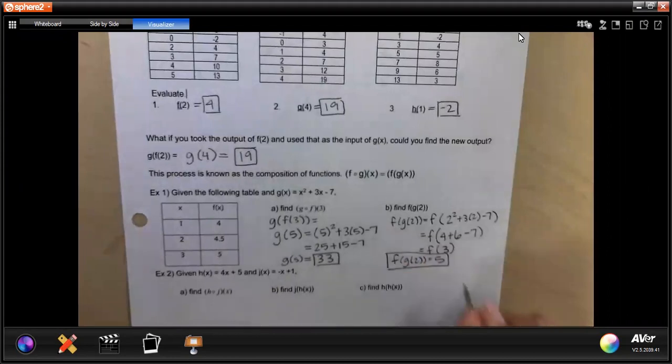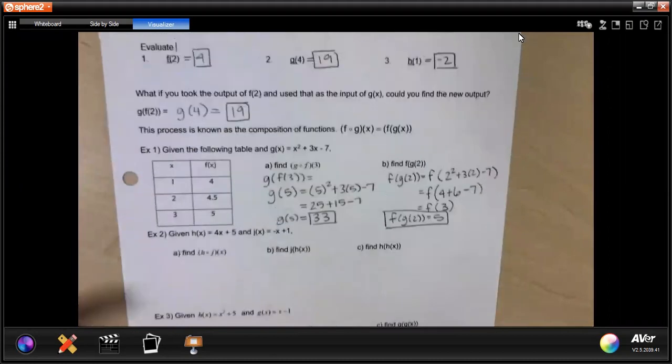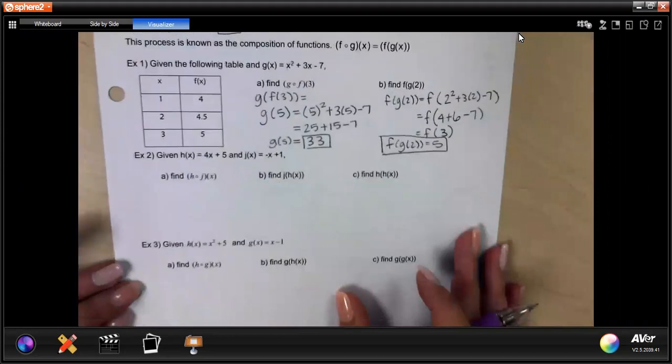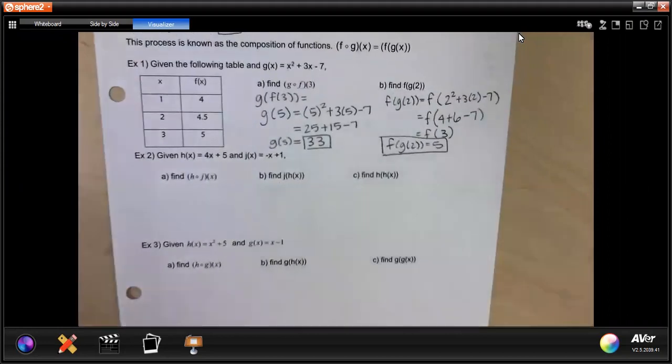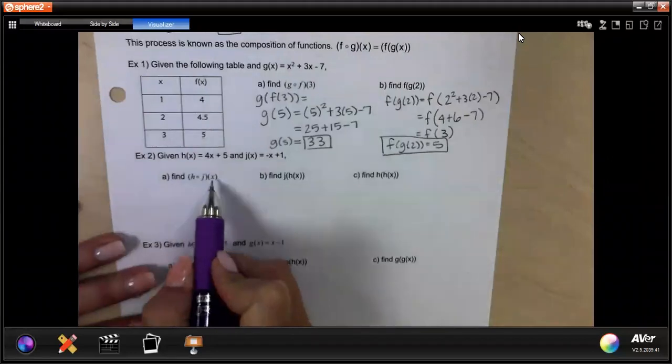So there's another example of a composition. Now we're going to move it to something a little bit different where we're not giving you the actual value of x so that you can see how to do that with two equations. So here we go. Given h of x is equal to 4x plus 5 and j of x is equal to negative x plus 1. And we want to find h of j of x.